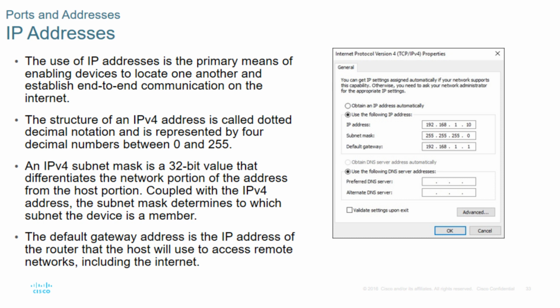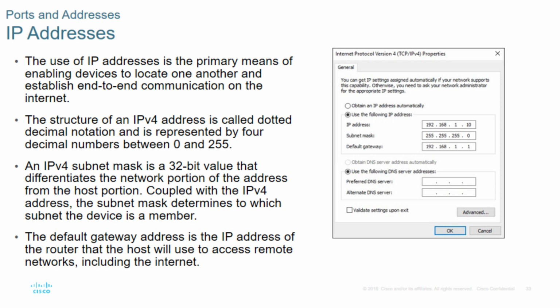So the structure of an IPv4 address is called dotted decimal notation, and it is represented by four decimal numbers between 0 and 255. IPv4 addresses are assigned to individual devices connected to a network. IP in this course refers to both the IPv4 and IPv6 protocols, and IPv6 is the most recent version of IP and is replacing the more common IPv4, right?